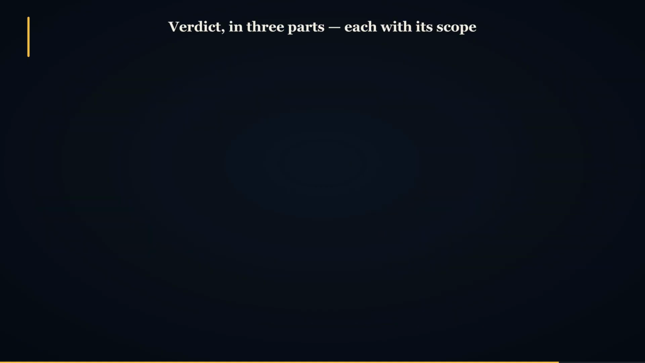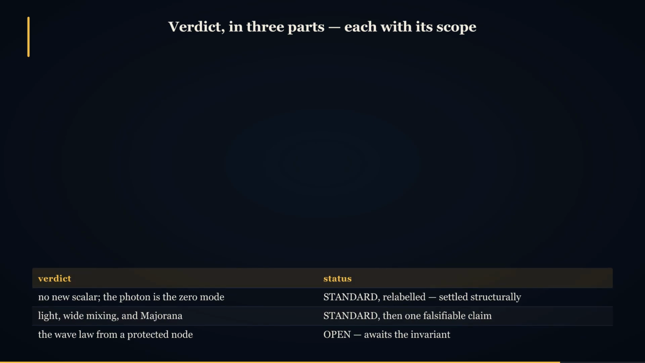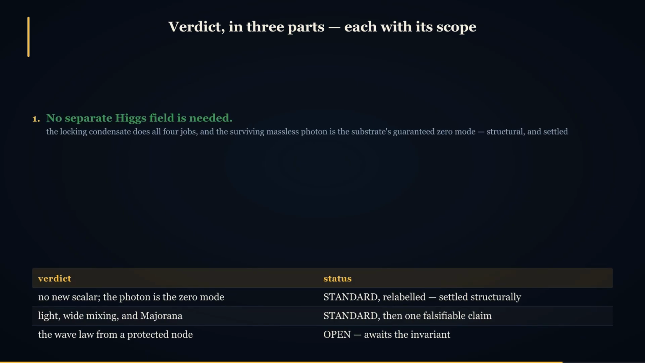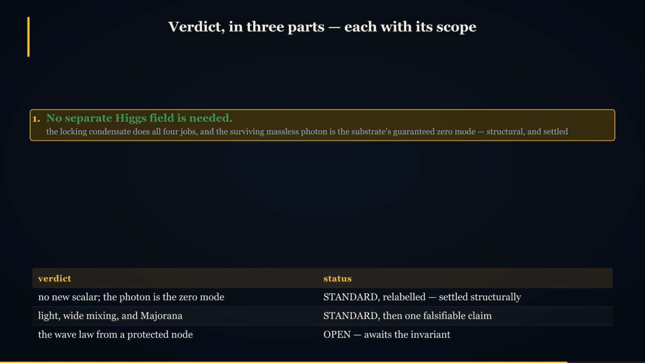The verdict, in 3 parts, each with its own scope. 1. No separate Higgs field is needed. The locking condensate already does all 4 of the Higgs jobs. And the massless photon left over from the breaking is the substrate's own guaranteed zero mode. That much is structural, and that much is settled.